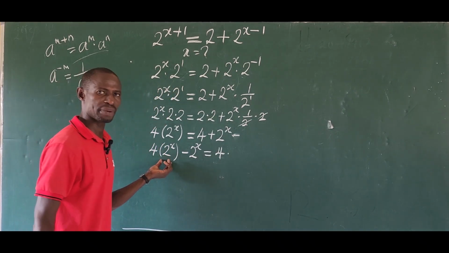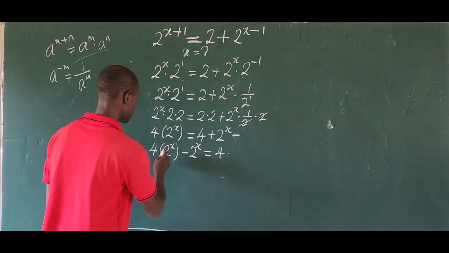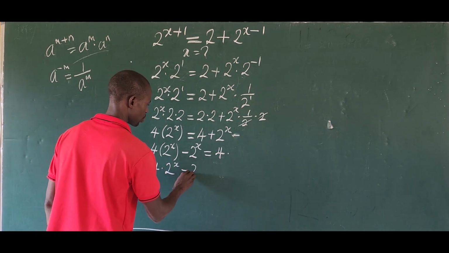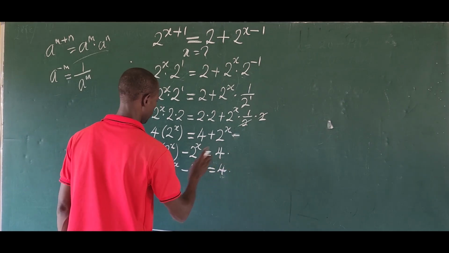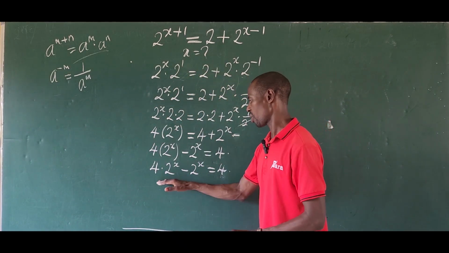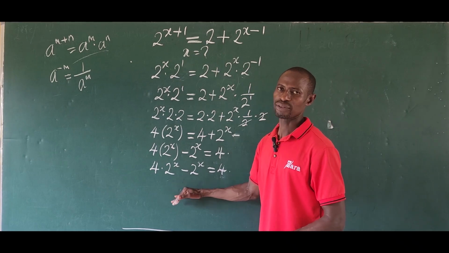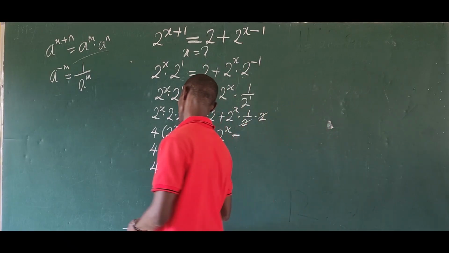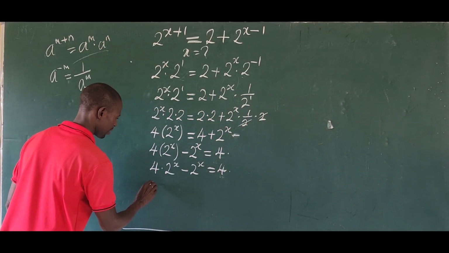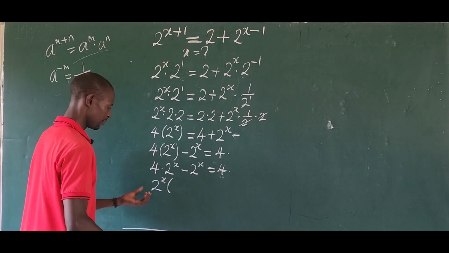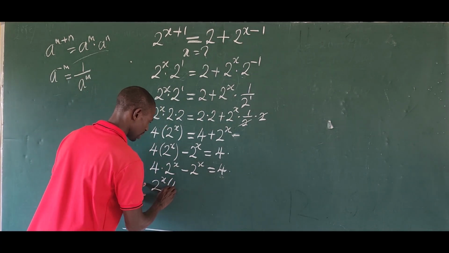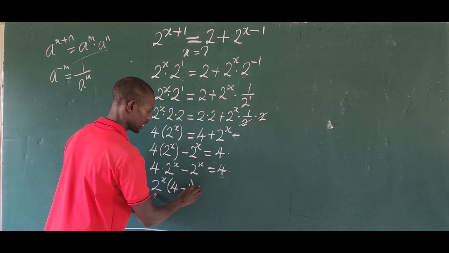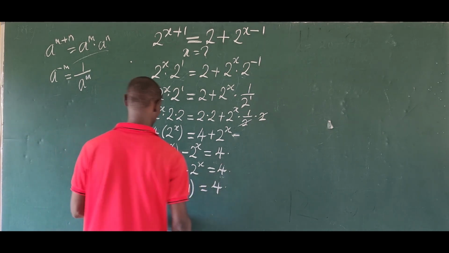This is just a bracket. This bracket here also means multiplication. So this could be written as 4 times 2 to the power of x minus 2 to the power of x equal to 4. Now, something is common to what we have here: 2 to the power of x. We have to factor out 2 to the power of x from here and here, since it's common to both quantities. So we have 2 to the power of x bracket. If we use this to divide this, we are left with 4, then minus. We use this to divide this, we are left with 1, close bracket, everything equal to 4.